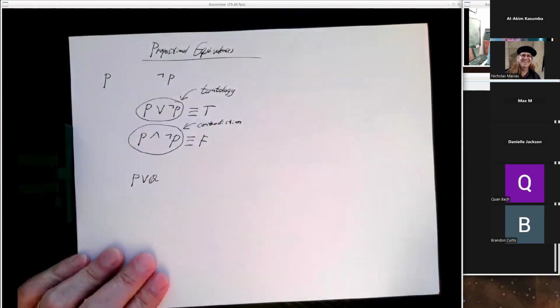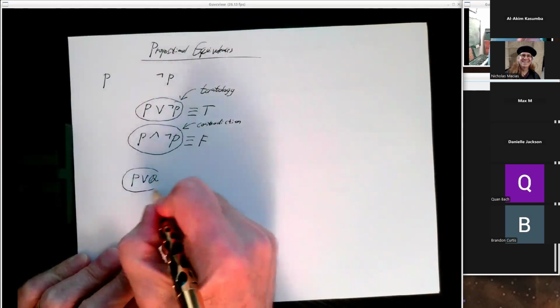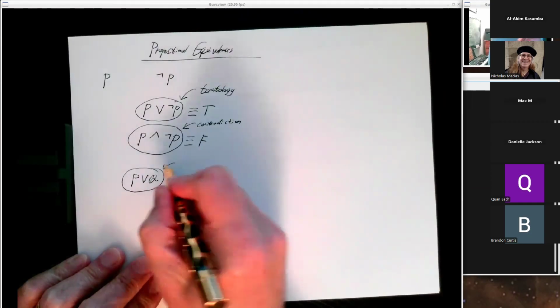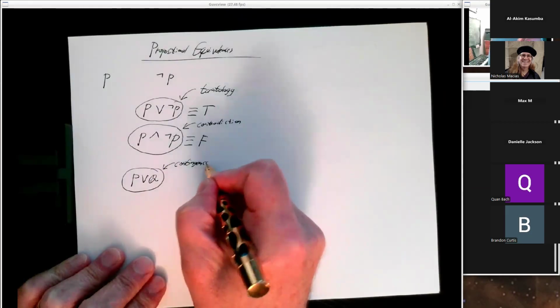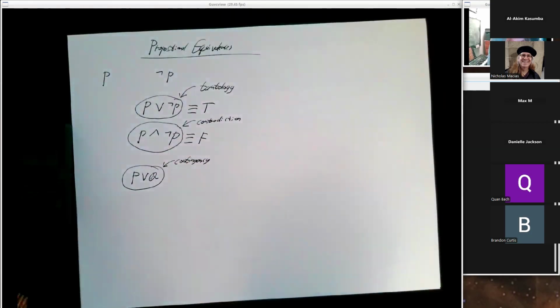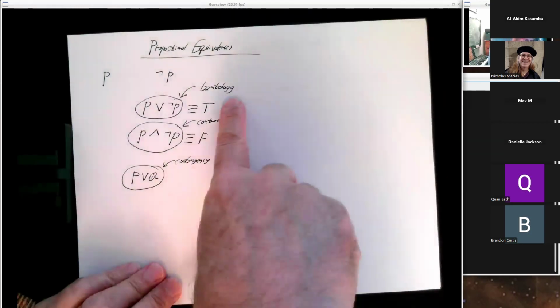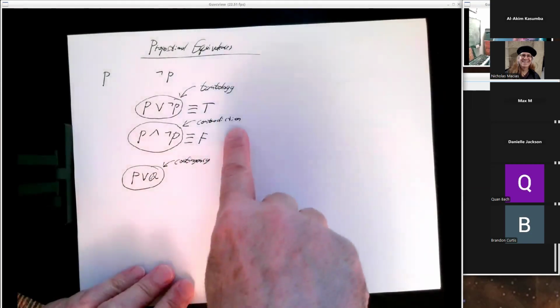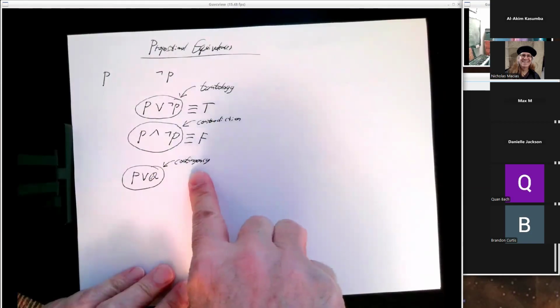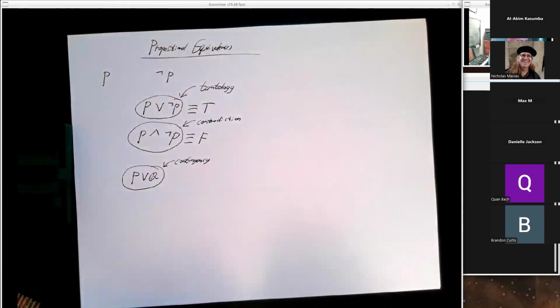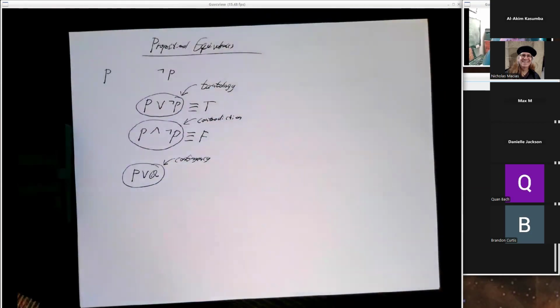Anything else like P or Q, well, it could be true, it could be false. It depends on the values of P and Q. It's contingent on the values of P and Q. We call this a contingency. So tautology is logically equivalent to true. Contradiction is logically equivalent to false. Contingency is anything else. Could be true, could be false. Depends on the particular values of the variables.